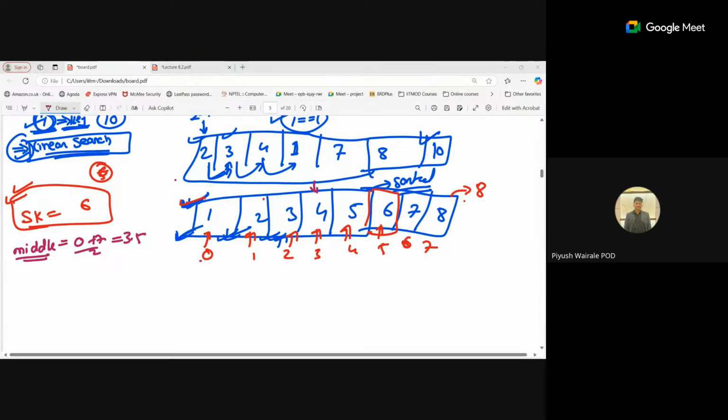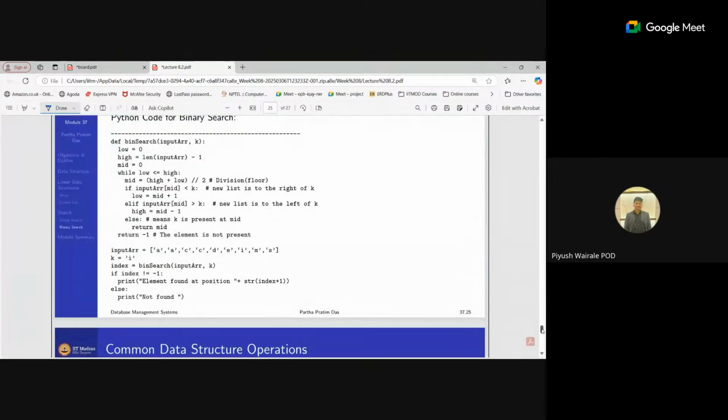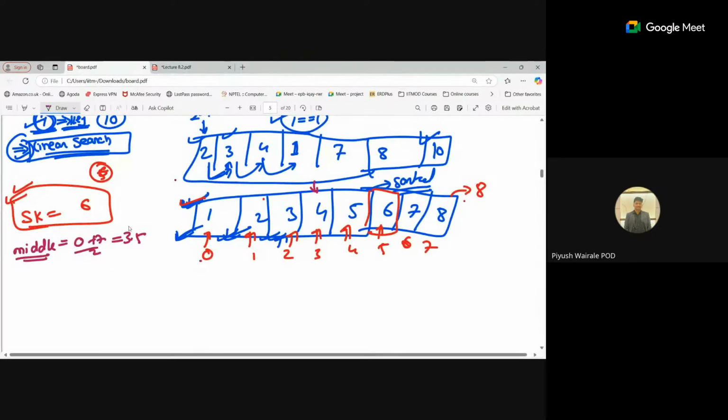Let me check the algorithm, what we are doing. Do we have the Python implementation? Yeah, here you can see we are going to take the floor value. The floor value of 3.5 is basically what? 4. So what is at index position 4? Here, this particular thing, 5.